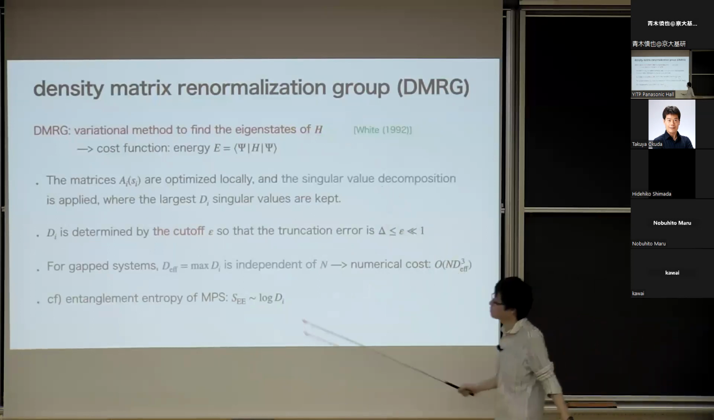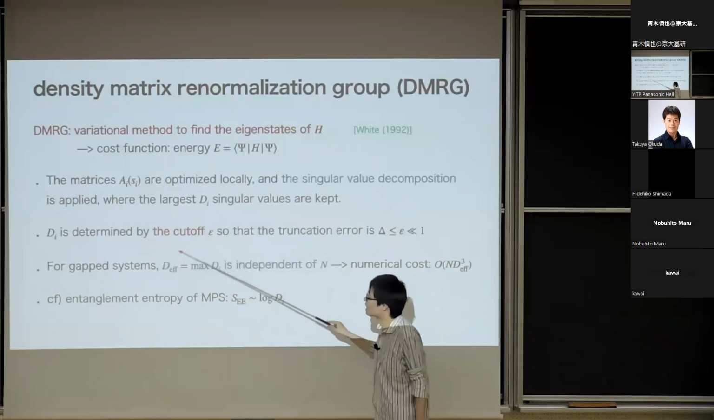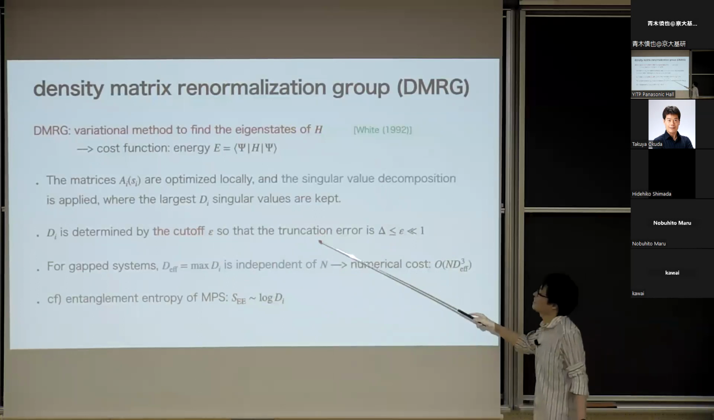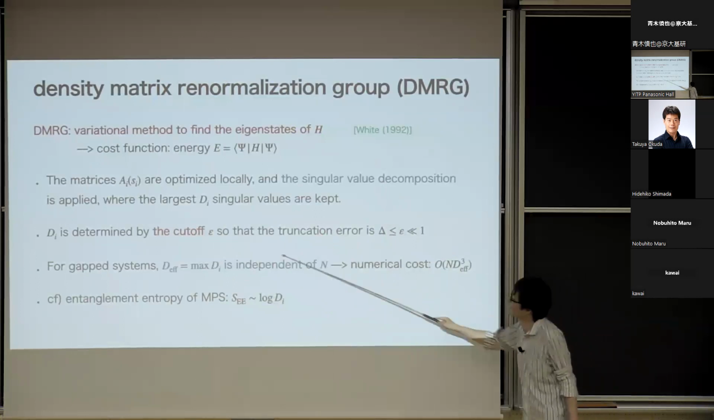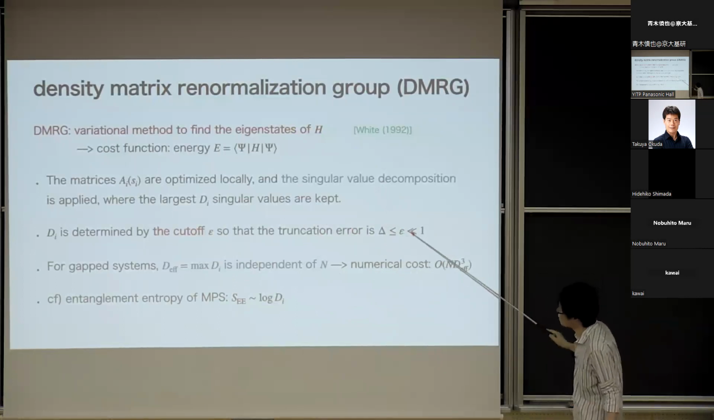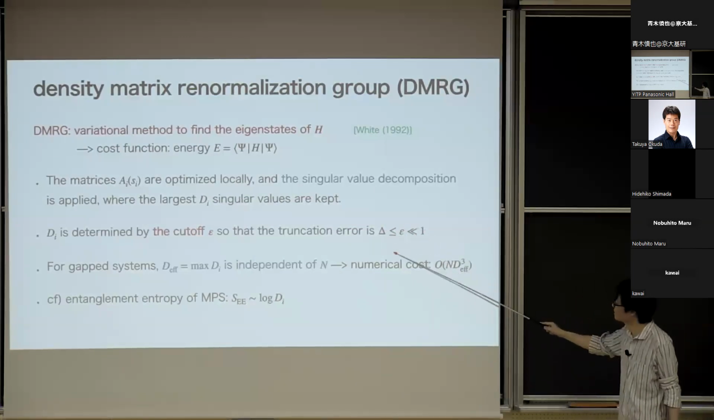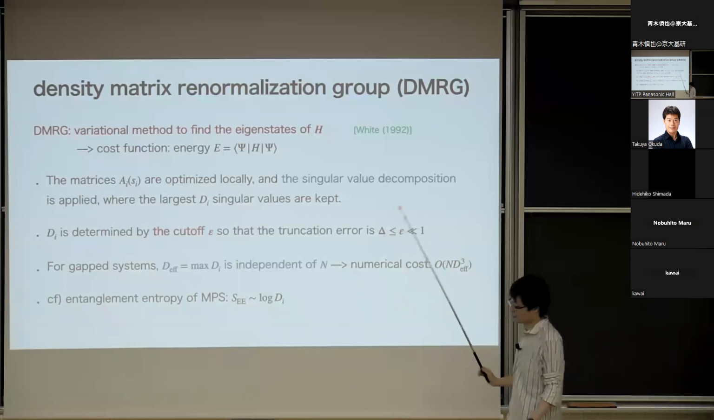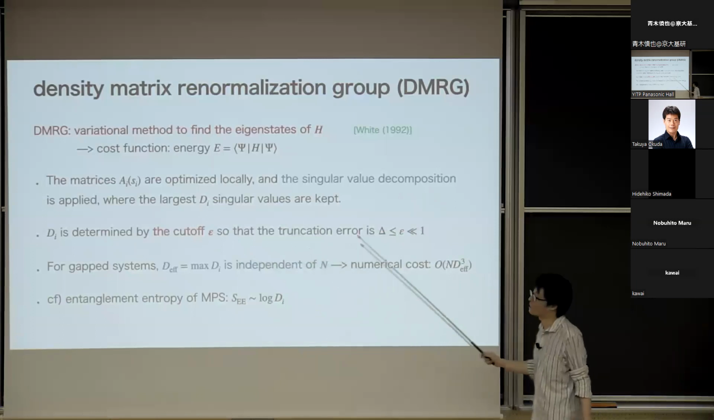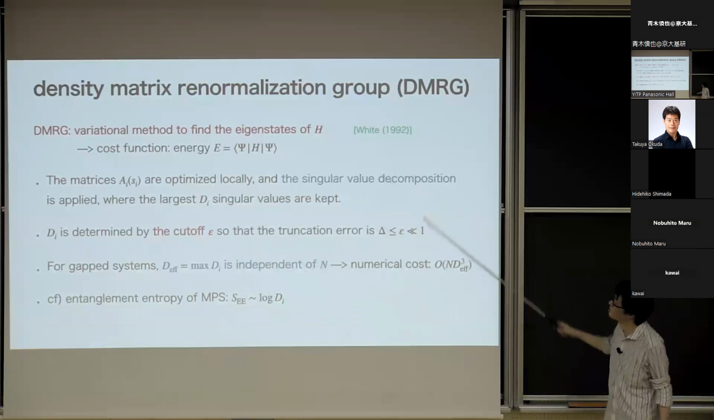And so we use a criterion to determine D by introducing the cutoff parameter epsilon. So D is determined by epsilon, so that the truncation error of SVD becomes smaller than epsilon. Like this. And epsilon, we typically choose a very small number. So once we set epsilon, D is automatically determined by this constraint in the singular value decomposition.